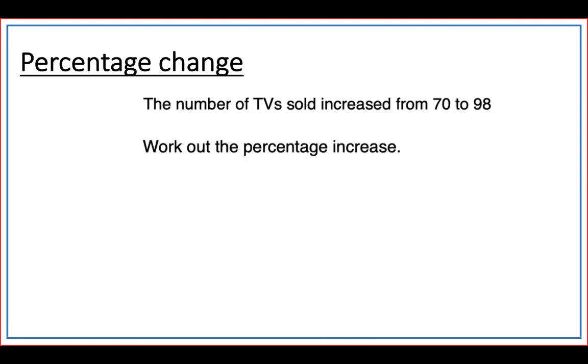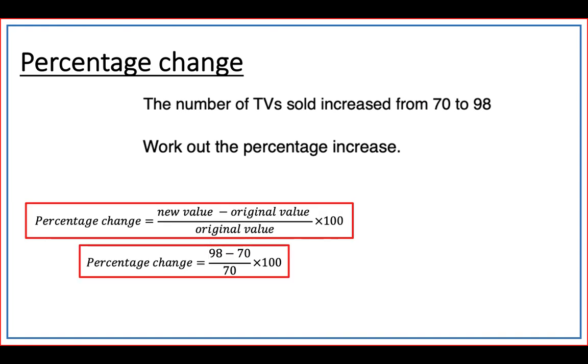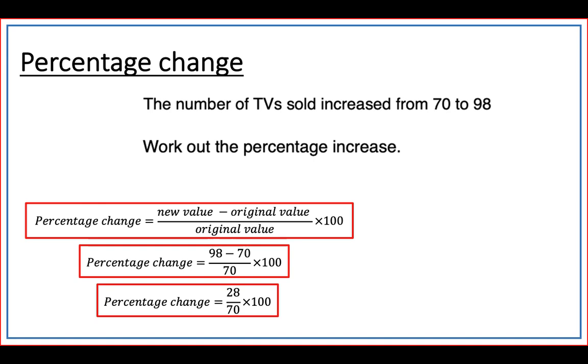Now, next one. Whilst I'm going through this, please do pause when necessary and copy out this one. The number of TVs sold increases from 70 to 98. Work out the percentage increase. So same formula, we input our numbers. Our new value is 98. Our original value is 70. So we do 98, take away 70, divided by 70, multiplied by 100.